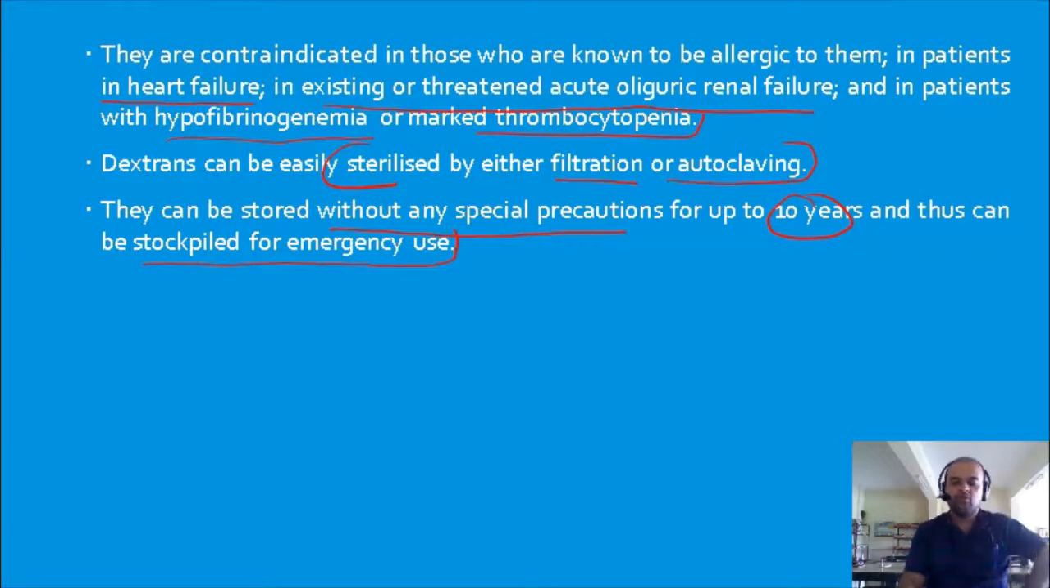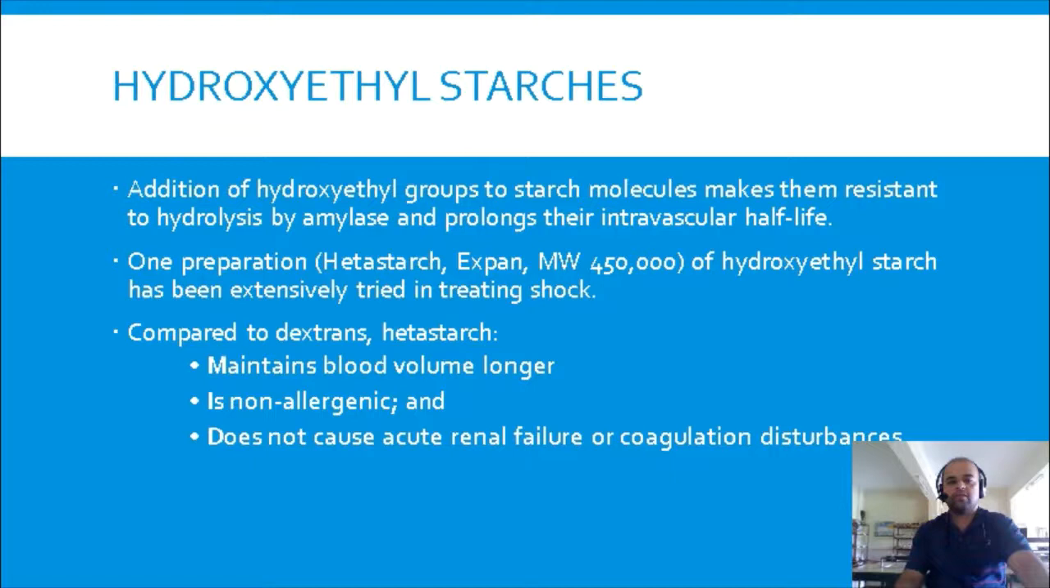Okay, so if you look at this property of dextran, it is very useful, as its shelf life is around 10 years, and we don't have to maintain any special conditions for it; even without that, we can store it for longer periods of time. So next we have hydroxyethyl starches. The addition of hydroxyethyl groups to the starch molecule makes them resistant to hydrolysis by the amylase enzyme, and also prolongs their intravascular half-life.